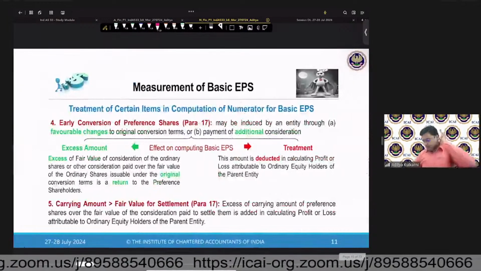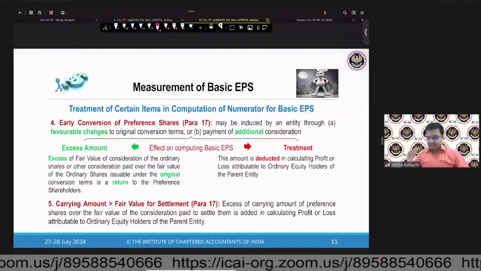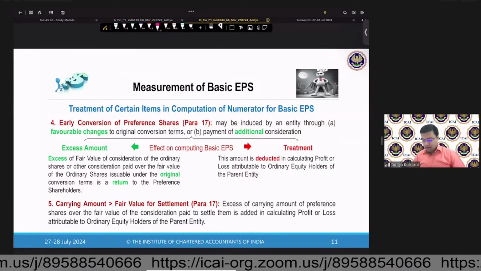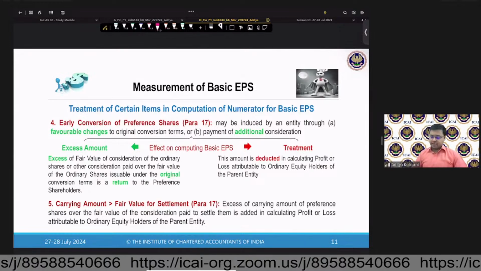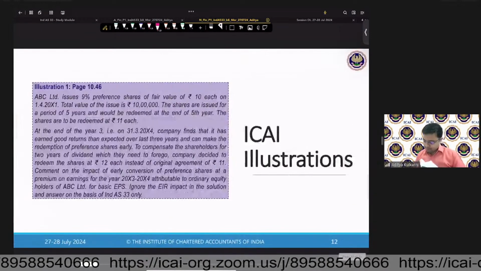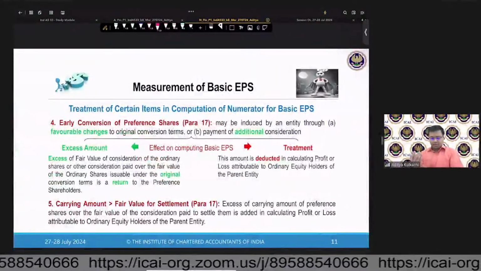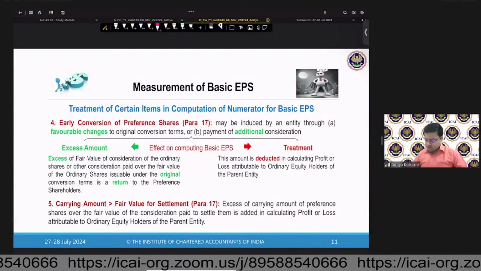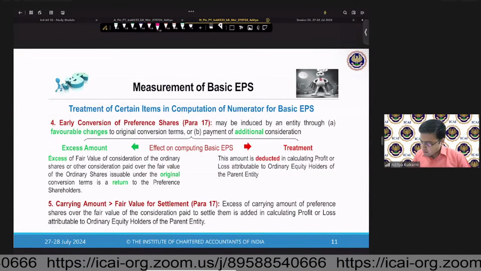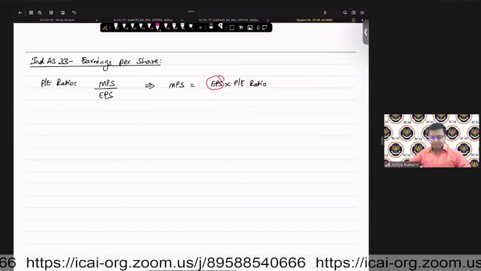All right. Early conversion of preference shares. Early redemption or early conversion of preference shares. Now, let us take this particular case. Okay, I will explain.